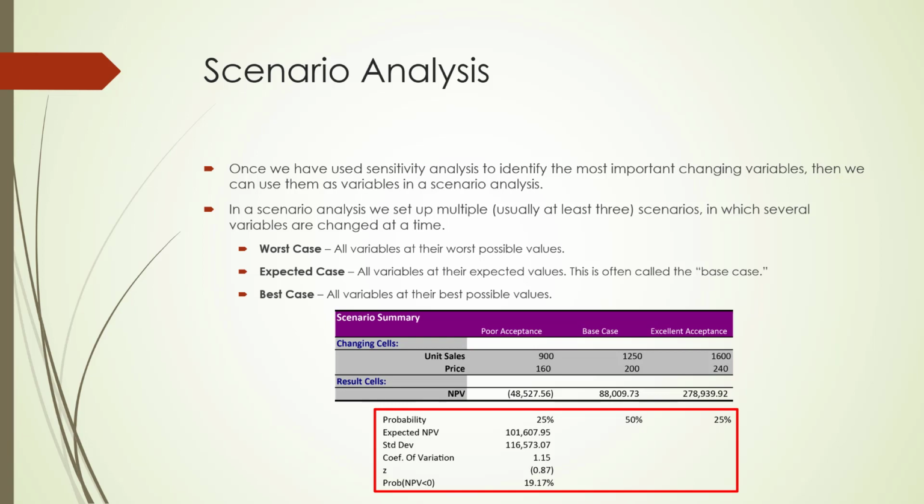And then from that, just like we did back in Chapter 2, you can calculate an expected value, standard deviation of the NPV, maybe coefficient of variation, and you can even calculate the probability that the NPV will end up being negative. And in this case, given that expected NPV and the standard deviation, it turns out that there's about a 19% chance that the NPV will be negative. In other words, there's about an 81% chance that it'll be positive. So it looks like a good project.